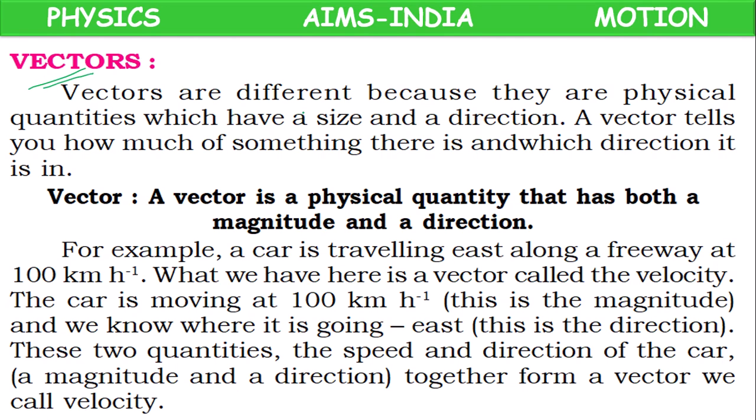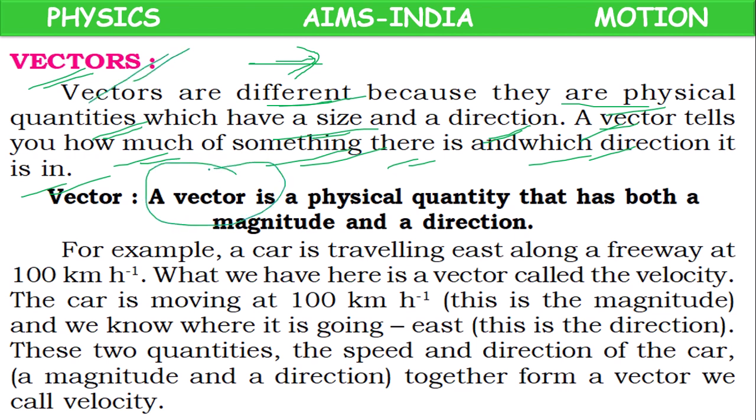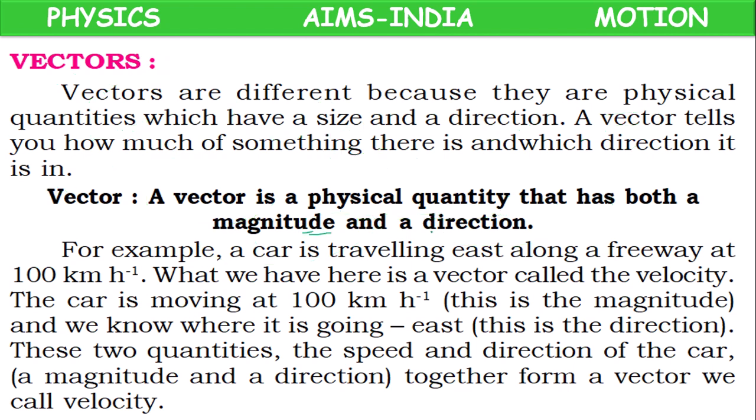Vectors are different compared to scalars, because vectors are physical quantities which have both size and direction. A vector will tell how much of something there is and in which direction it is in. It tells us about both the size and the direction. That's why it is called a vector. A vector is a physical quantity that has both magnitude and direction.